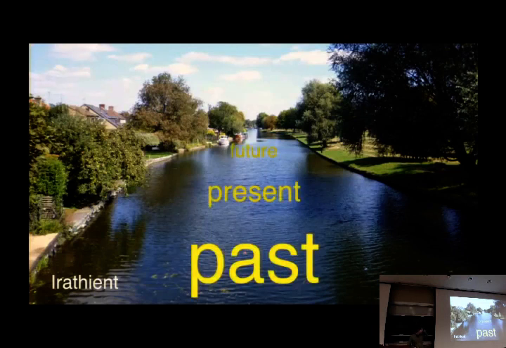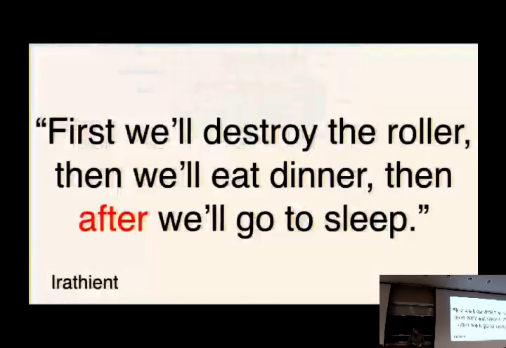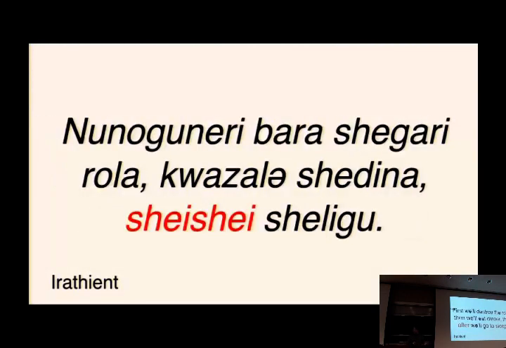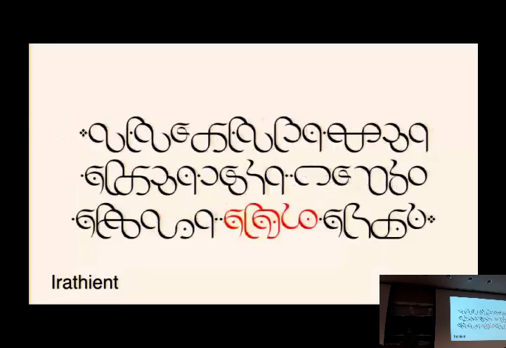The idea was that it maps along this kind of image schema. You look at time in this way: you're right here in the present. The water that's behind you is in the past. The water that's ahead of you is in the front. And that's how you got this mapping from upriver to future and downriver to past. So if this were your English phrase, first we'll destroy the roller, then we'll eat dinner, then after we'll go to sleep, you use the same word for upriver, essentially. I could try to pronounce that: Nuguneri barra shegari rola, quazala shedina, she she sheligo. And then it looks like that. You can just trust me that that's the word.